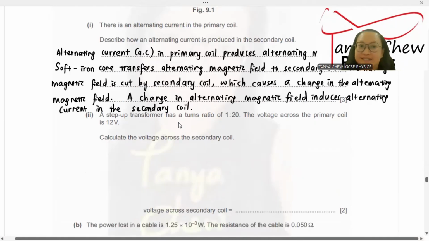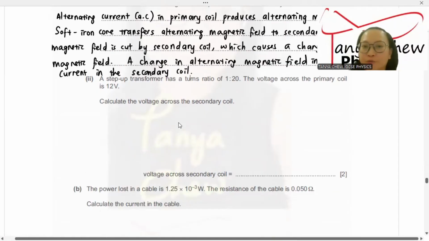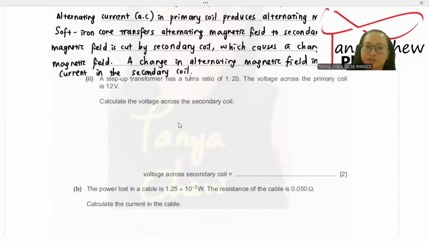Now, the second part. A step-up transformer has a turn ratio of 1 to 20. The voltage across the primary coil is 12 volt. Calculate the voltage across the secondary coil. You have to understand this is a step-up transformer, meaning the secondary voltage must be higher, and the number of turns in the secondary coil must also be higher. So I'm going to use the secondary voltage divided by the primary voltage is equal to the number of turns in the secondary coil divided by the number of turns in the primary coil.